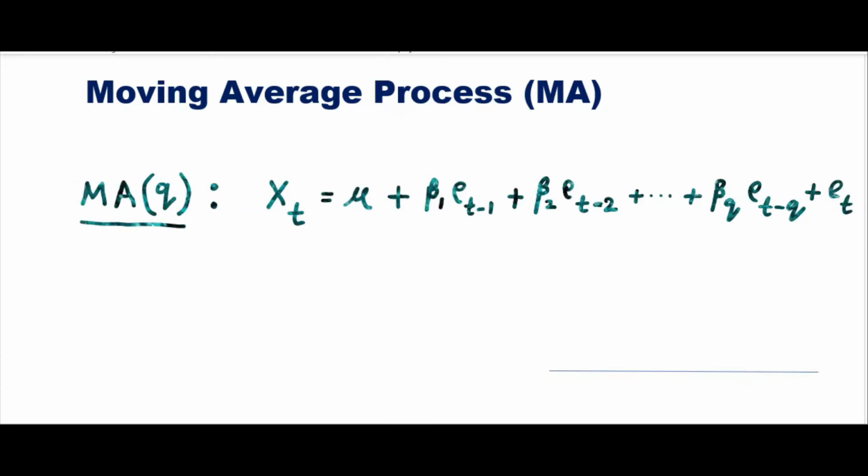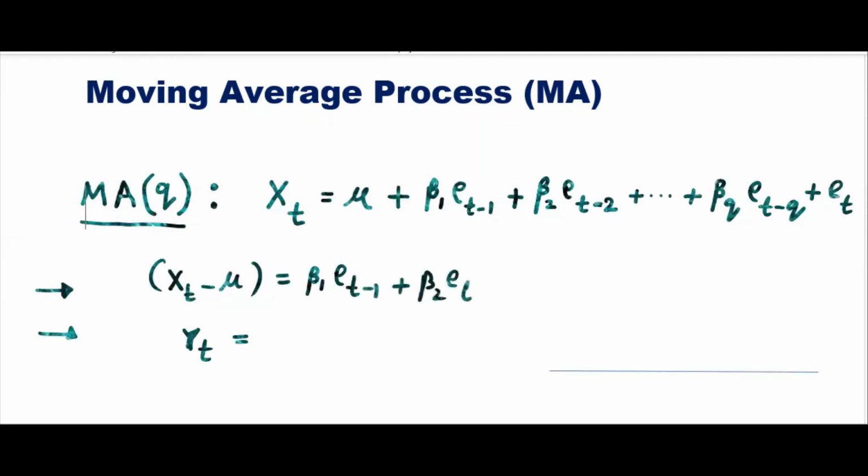Now in terms of differences also you can write, if you denote xt minus mu as yt, then yt will have a simpler form. Just you can write beta 1 et minus 1, beta 2 et minus 2, then up to beta q et minus q plus et. So yt is equal to this. This is your MA process.